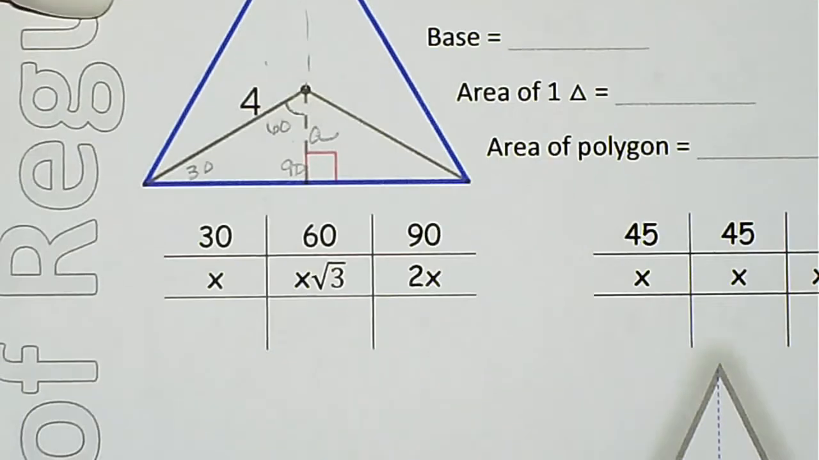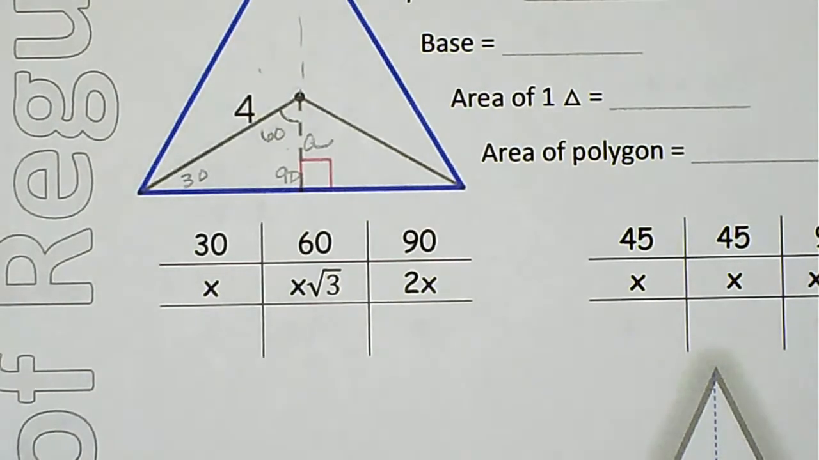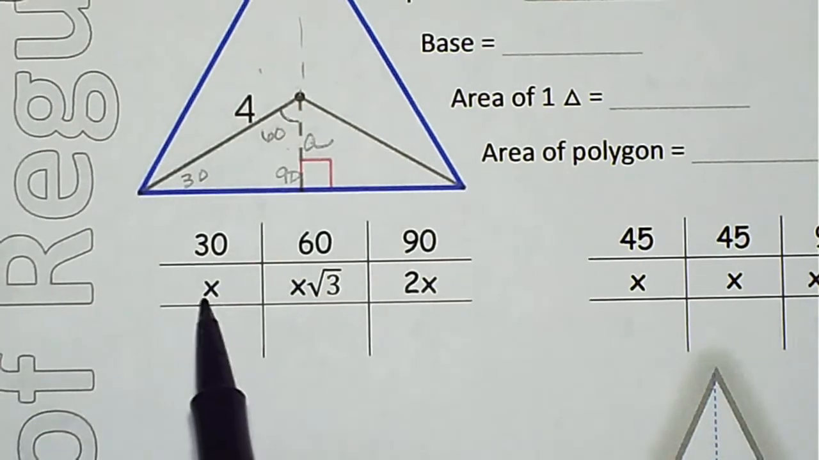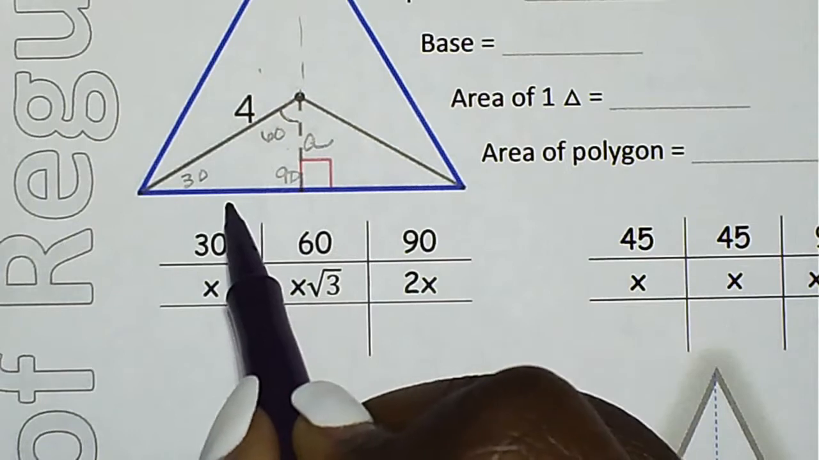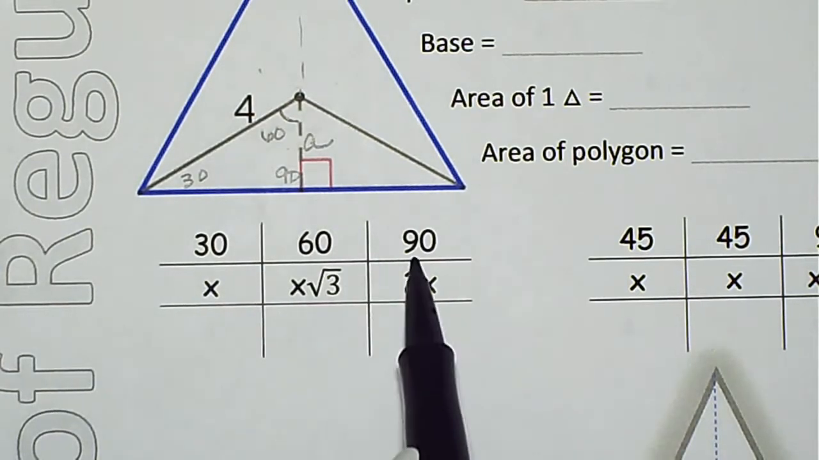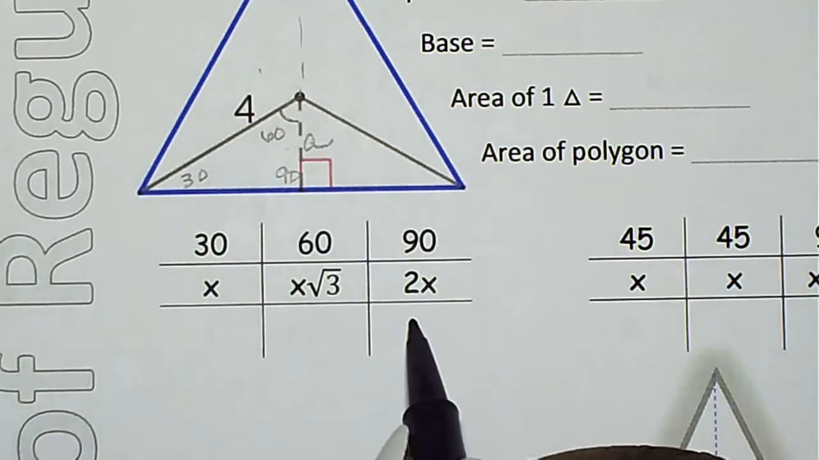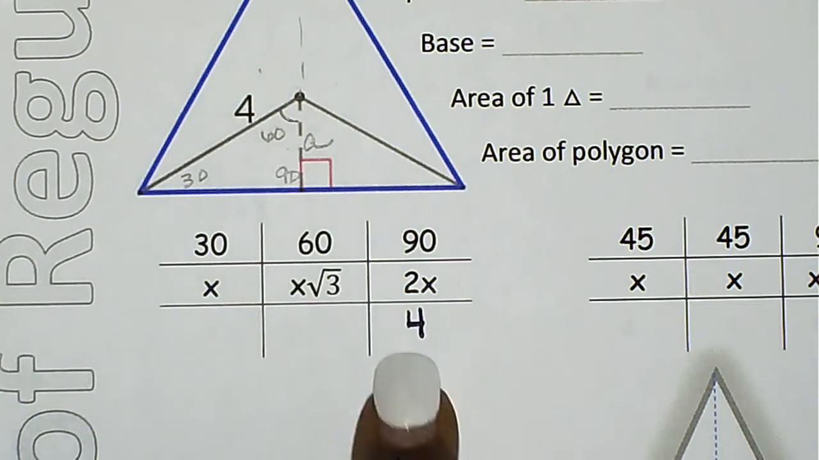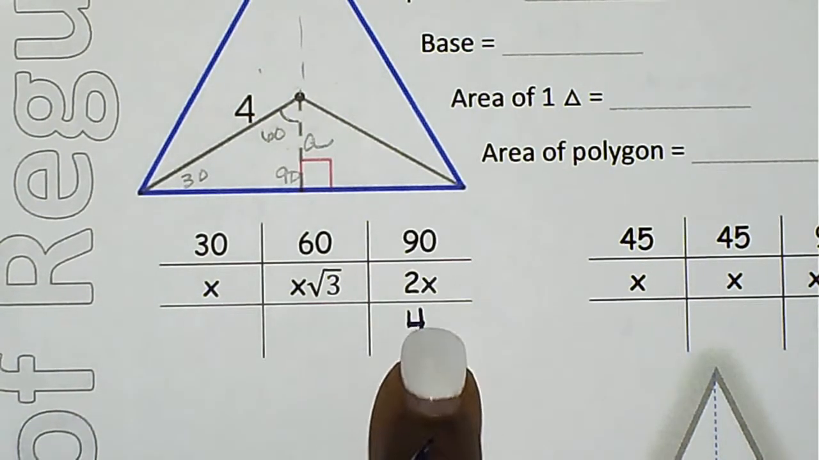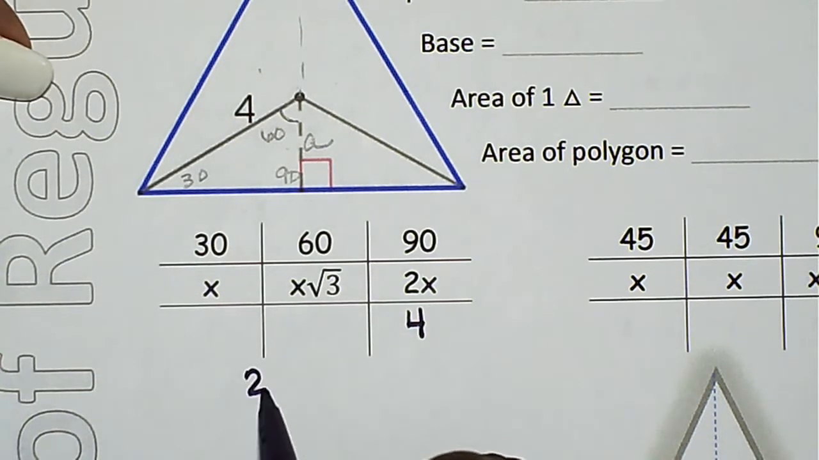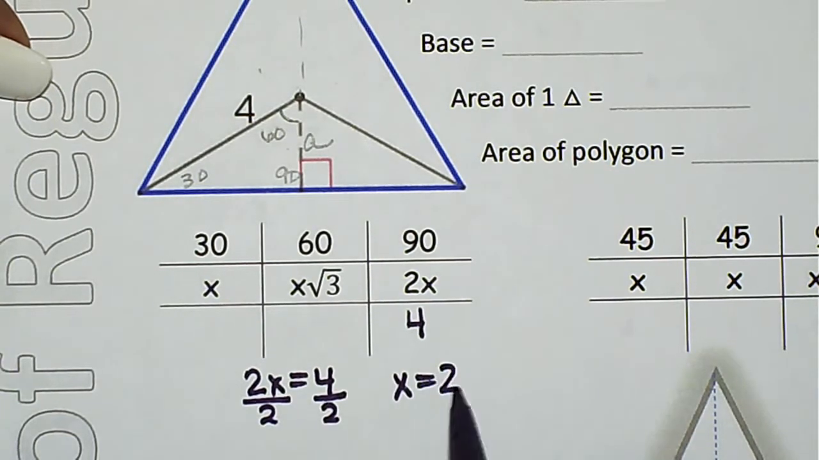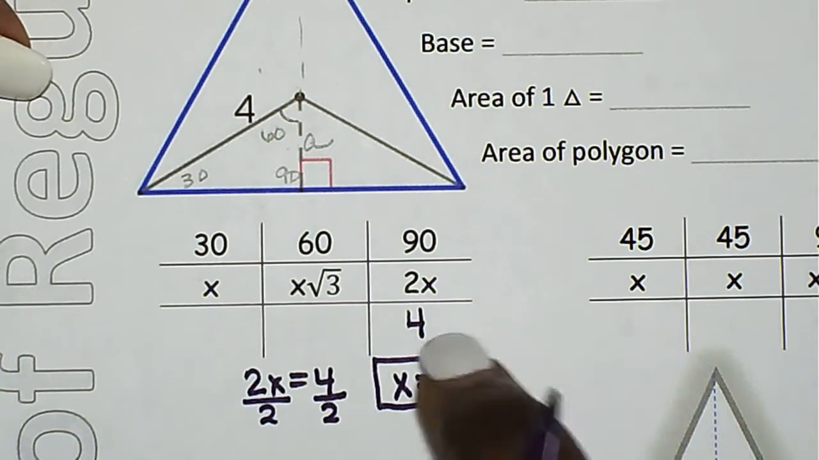Now, early in the year, we did right triangles. There's special triangles where this x is our short leg. This is our long leg. That means the side opposite is the long leg, and the hypotenuse is 4. So here we see that the hypotenuse is 4. So here's my equation I'm going to use to find x. So I have 2x is equal to 4. Divide by 2. So I see x is equal to 2. That's how I got it.